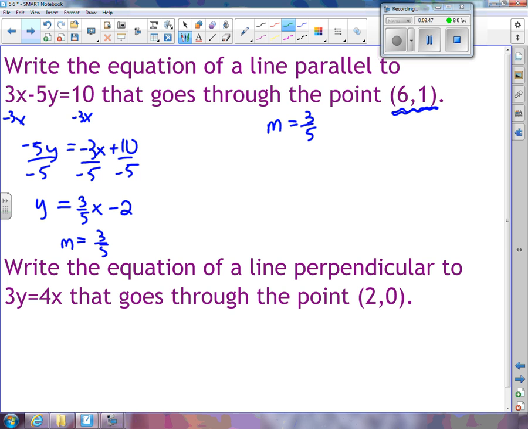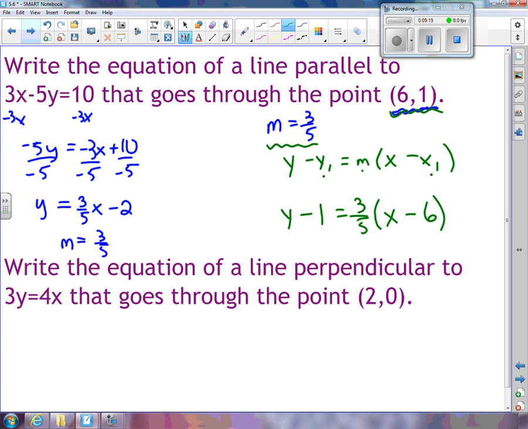Hopefully you remember that point-slope form is y minus y1 equals m times x minus x1. So the x1 and the y1 represent a point that's given, and the m represents the slope, which you found by figuring out what the slope was of the line that they told you about. So I have y minus my y value, which is 1, equals m, my slope, times x minus the x value that's given, or 6.